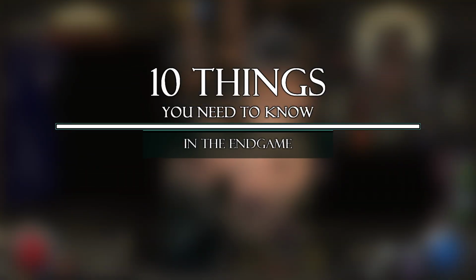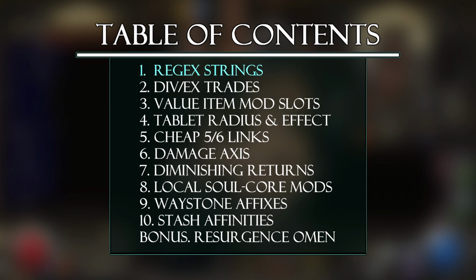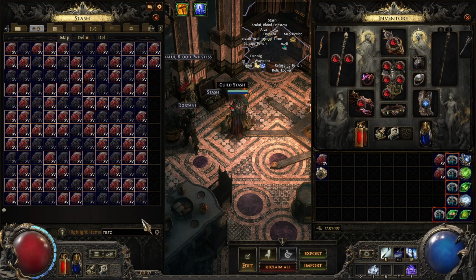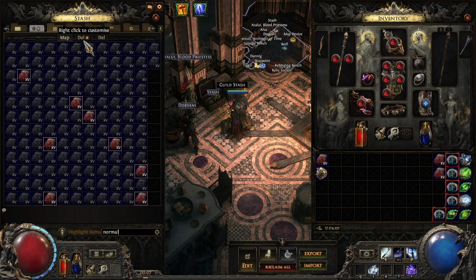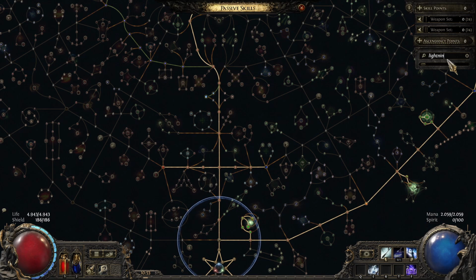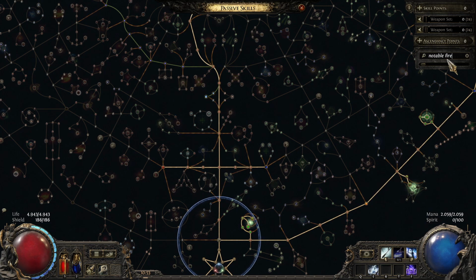Ten things you need to know playing in the endgame. I am Moorhuhn and let's dive right into the first point, regex strings. Regex strings are a very important thing in Path of Exile, which can be substituted by using a website that generates them for you, but it still is very helpful to know basic regex. And although I could explain this here, Faram did a very good video on regex, so I would just recommend taking a look at that.